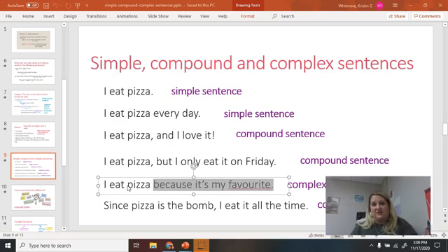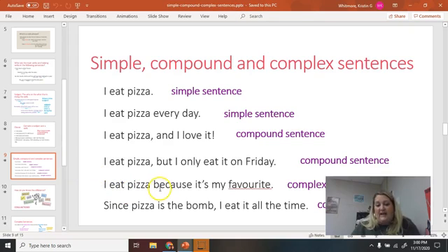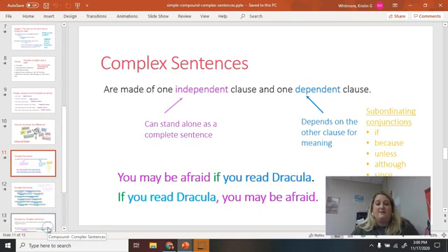A dependent clause depends on someone else's help. I depend on you to help me turn in my work on time or something like that. So this dependent clause depends on this independent clause to make a good sentence. So without the I eat pizza, what's left, because it's my favorite, is not a good sentence. So that's why this is a complex sentence, okay?